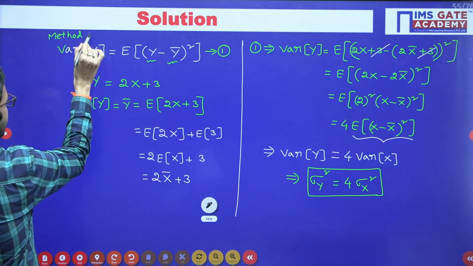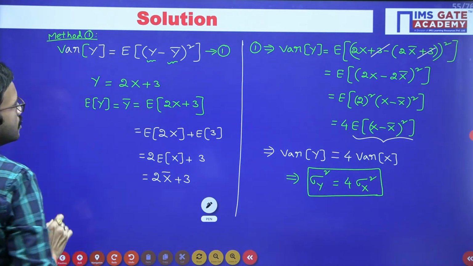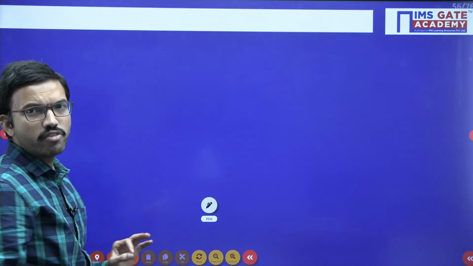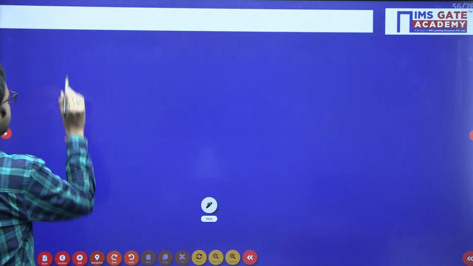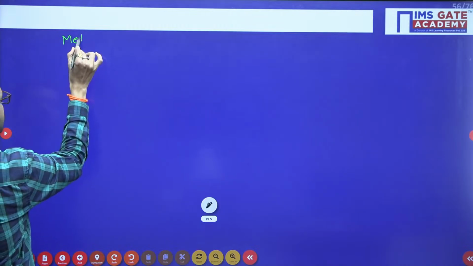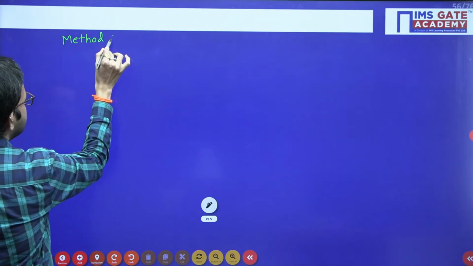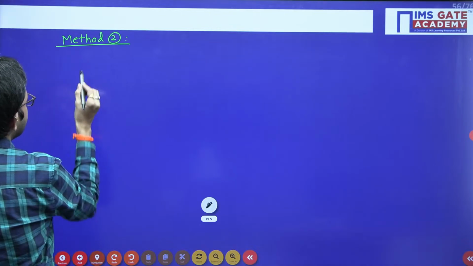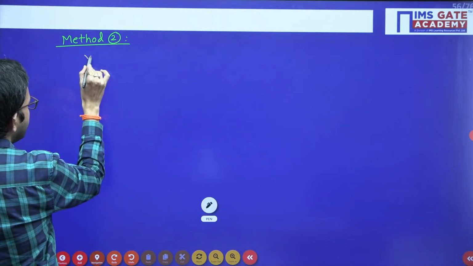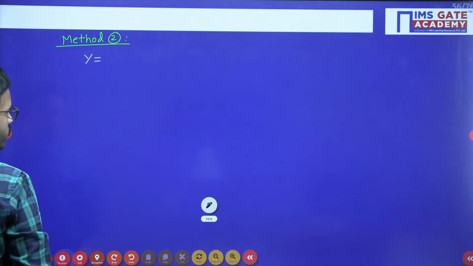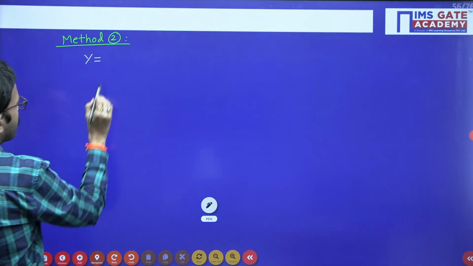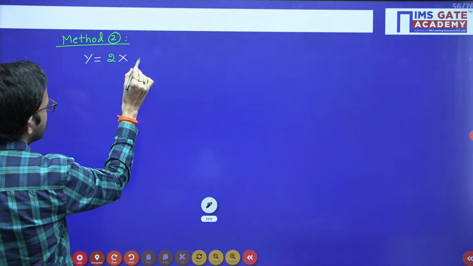Now I am giving the second method. With the help of that, you can answer this question without using pen and paper. Method 2. So here in this question, they have given the random variable y as 2x plus 3.